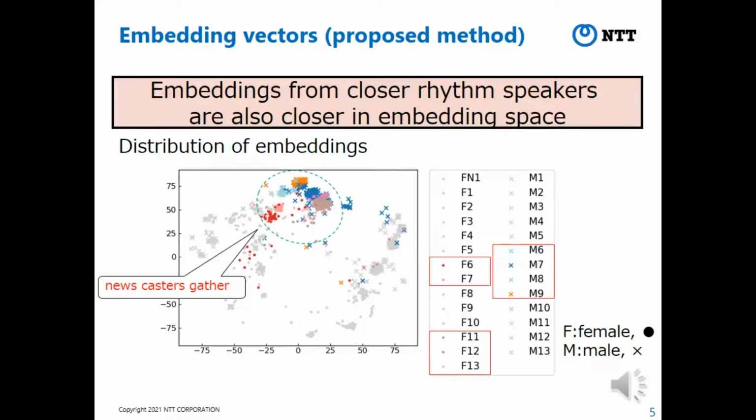This figure shows the 2D plot of the extracted embedding vectors. The acquired embeddings reflect the speech rhythm. For example, in the speaker embedding space, newscasters who have closer speech rhythm gather in closer space.